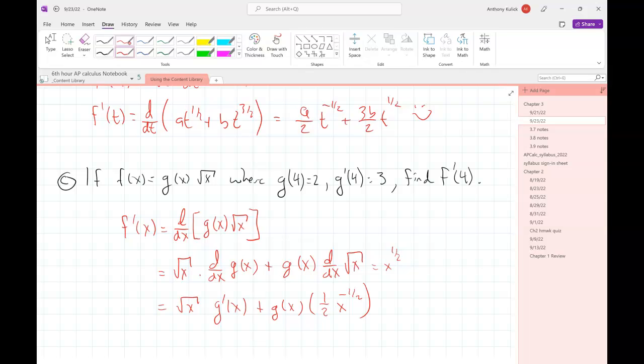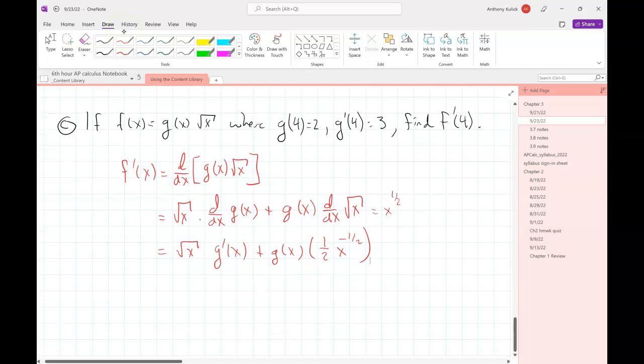Is everybody cool with what I've done so far? I thought of the square root of x as x to 1/2, and then I just did the power rule. I keep wanting to call them properties. They're not properties, Mr. Kulik. Properties are your exponent rules.